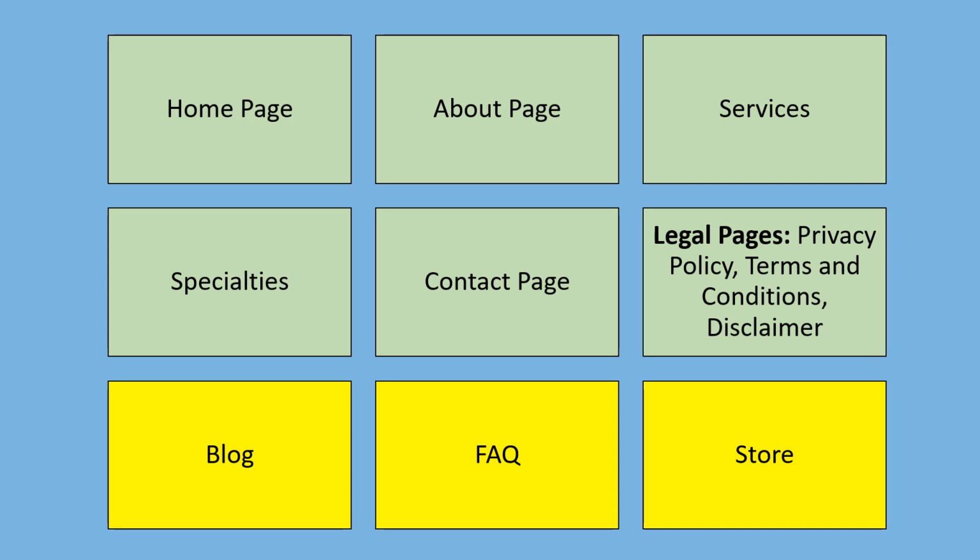I don't care if you're a therapist, a plumber, a doctor, or even just running an Etsy shop, these are things that are really important to have: a privacy policy, terms and conditions, and a disclaimer. You can get a lot of really great examples just by looking at other people's websites.